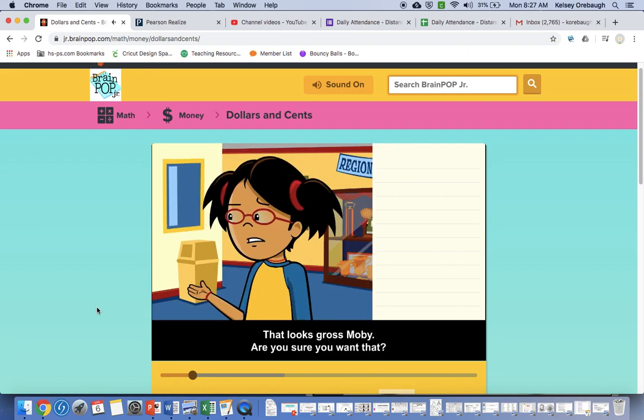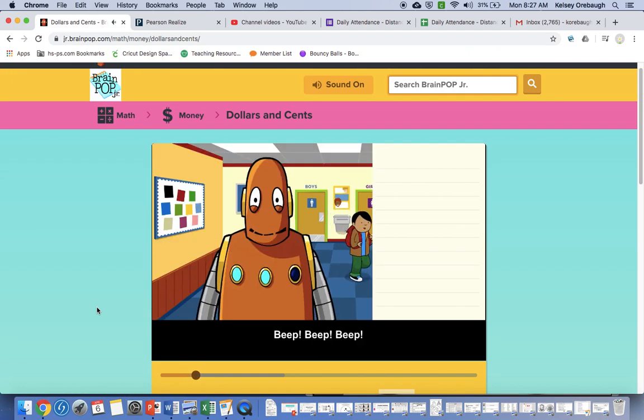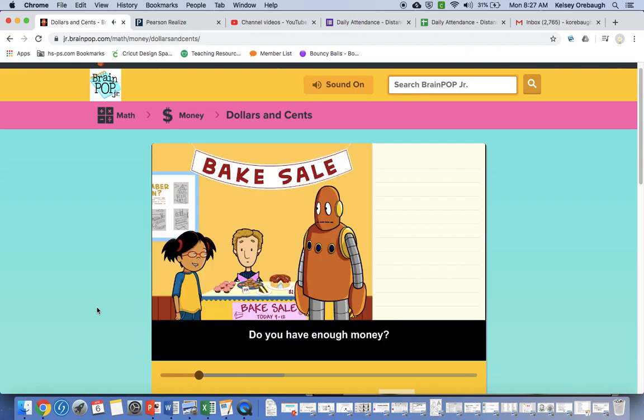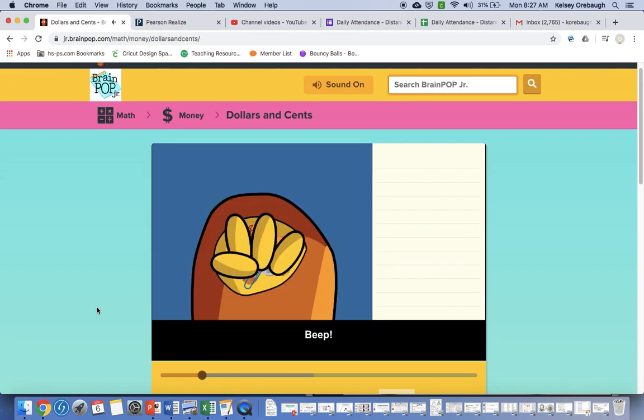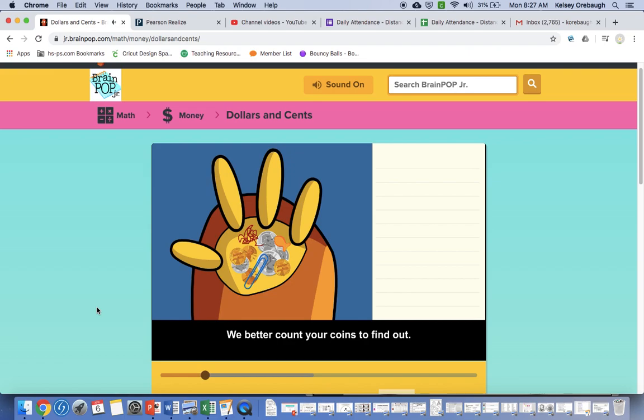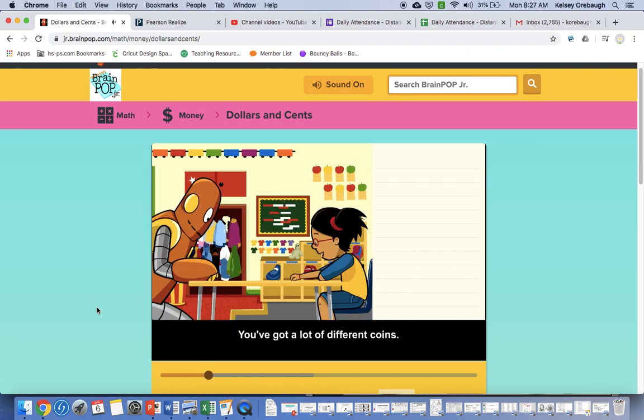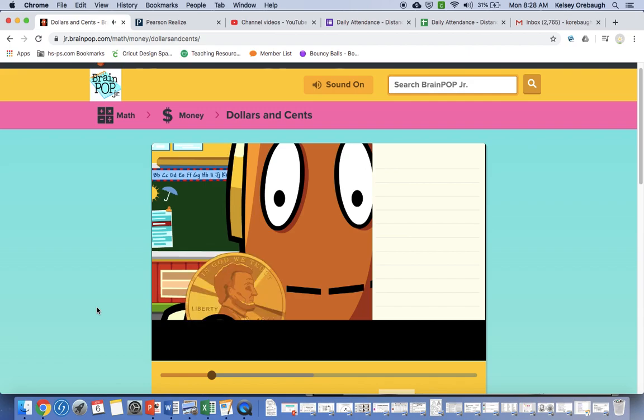Gross, Moby. Are you sure you want that? Do you have enough money? We better count your coins to find out. You've got a lot of different coins.